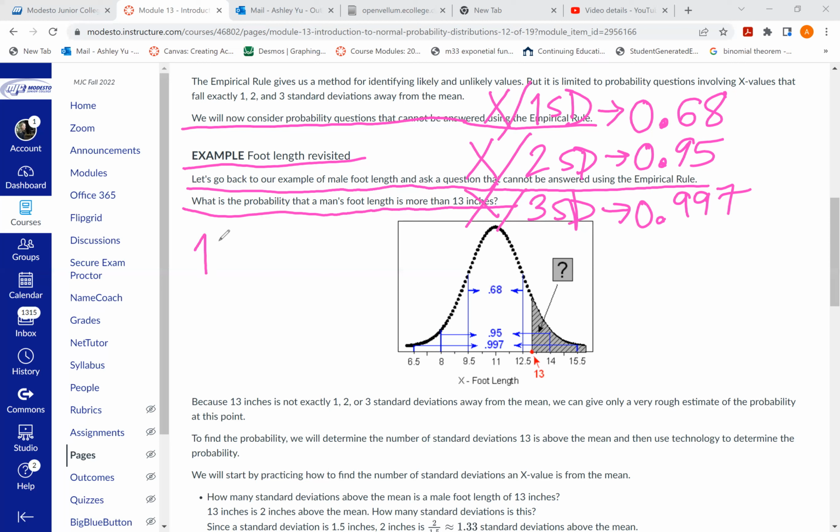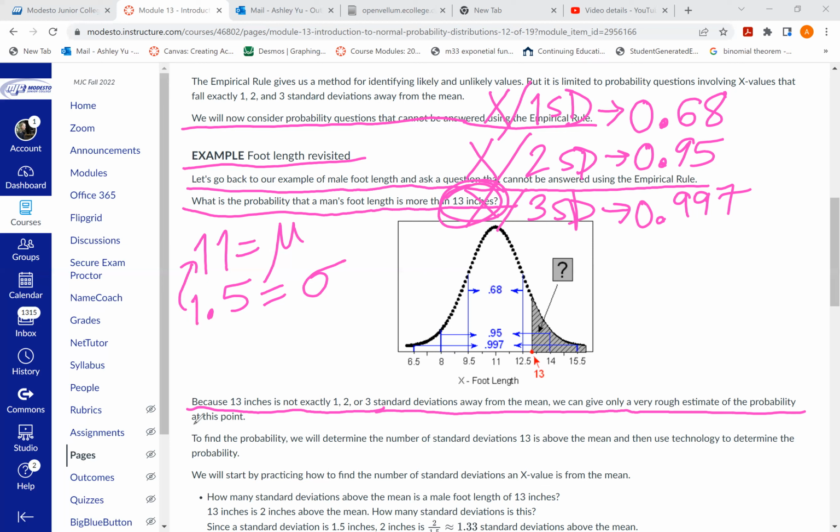Okay, so I remember that the mu, or the mean, was 11. That was your average foot length. And then the standard deviation was 1.5. So the question they're asking about is 13 inches. 13 is not one standard deviation more than 11 or two standard deviations more than 11. If it was 14, now that would be nice. I think they asked that on the previous page, because that's exactly two standard deviations above. So that's something I can use the empirical rule for, but this 13 isn't a whole number of standard deviations above or below the mean. It's going to be a little tricky. Because 13 inches is not exactly 1, 2, or 3 standard deviations away from the mean, we can only give a very rough estimate of the probability at this point.